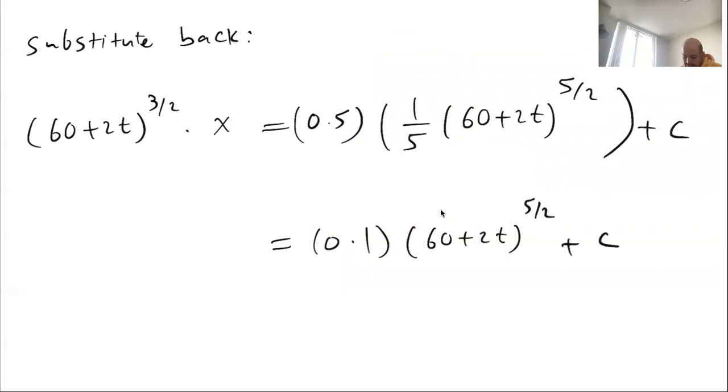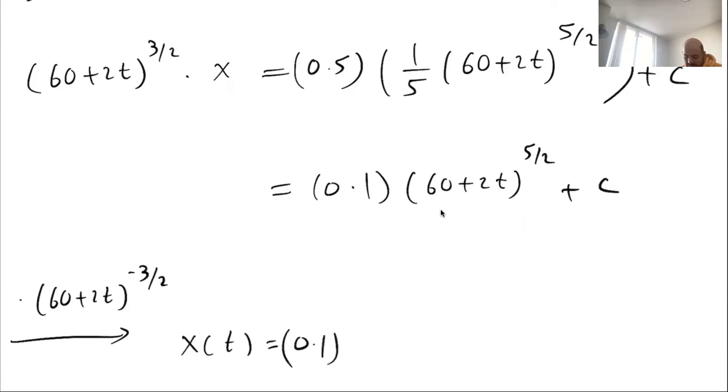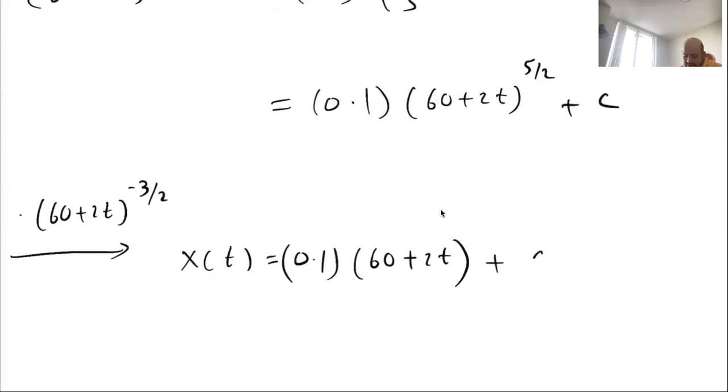I have plus c. So x(t), if I multiply both sides by (60 + 2t) to the power minus 3/2, then x(t) will be 0.1 times (60 + 2t), since 5/2 minus 3/2 is 1, plus c times (60 + 2t) to the power minus 3/2.